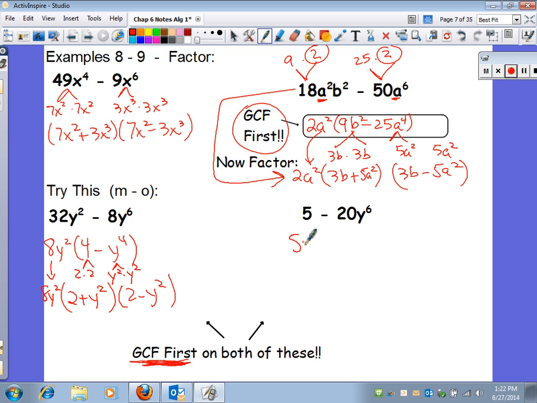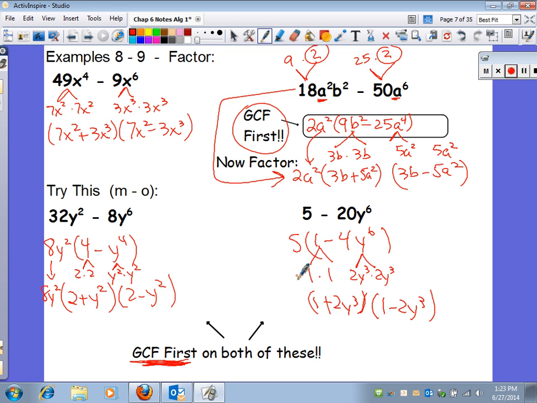Here, I'm going to take out a 5. Because I know 5 goes into 5, and I know 5 goes into 20. So 5 divided by 5 is 1. 20 divided by 5 is 4. And then I'm going to leave my y to the 6. 1 is a perfect square. 1 times 1 is 1. 4y to the 6th would be 2y cubed times 2y cubed. Those two multiplied together would give you 4y to the 6th. So you multiply the same base, you add the exponent. So we get 1 plus 2y to the 3rd, 1 minus 2y to the 3rd, and you've got to bring down your GCF, which is a 5. The GCF had to come first on those two.